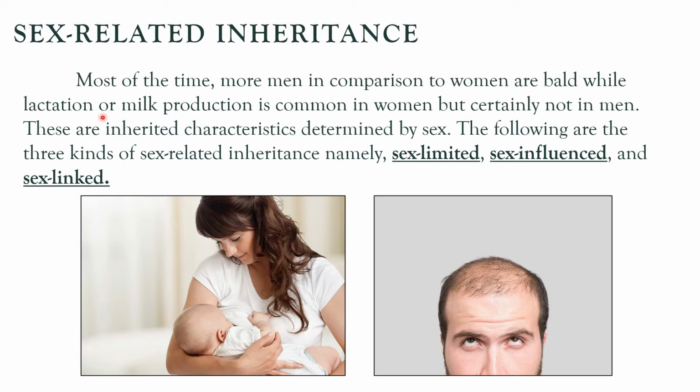On the other hand, there's also a trait that is only limited to a certain sex. For example, lactation or milk production. It can only be seen in women, but not in men. So these are inherited characteristics determined by the sex. The following are the three kinds of sex-related inheritance, namely sex-limited, sex-influenced, and sex-linked.